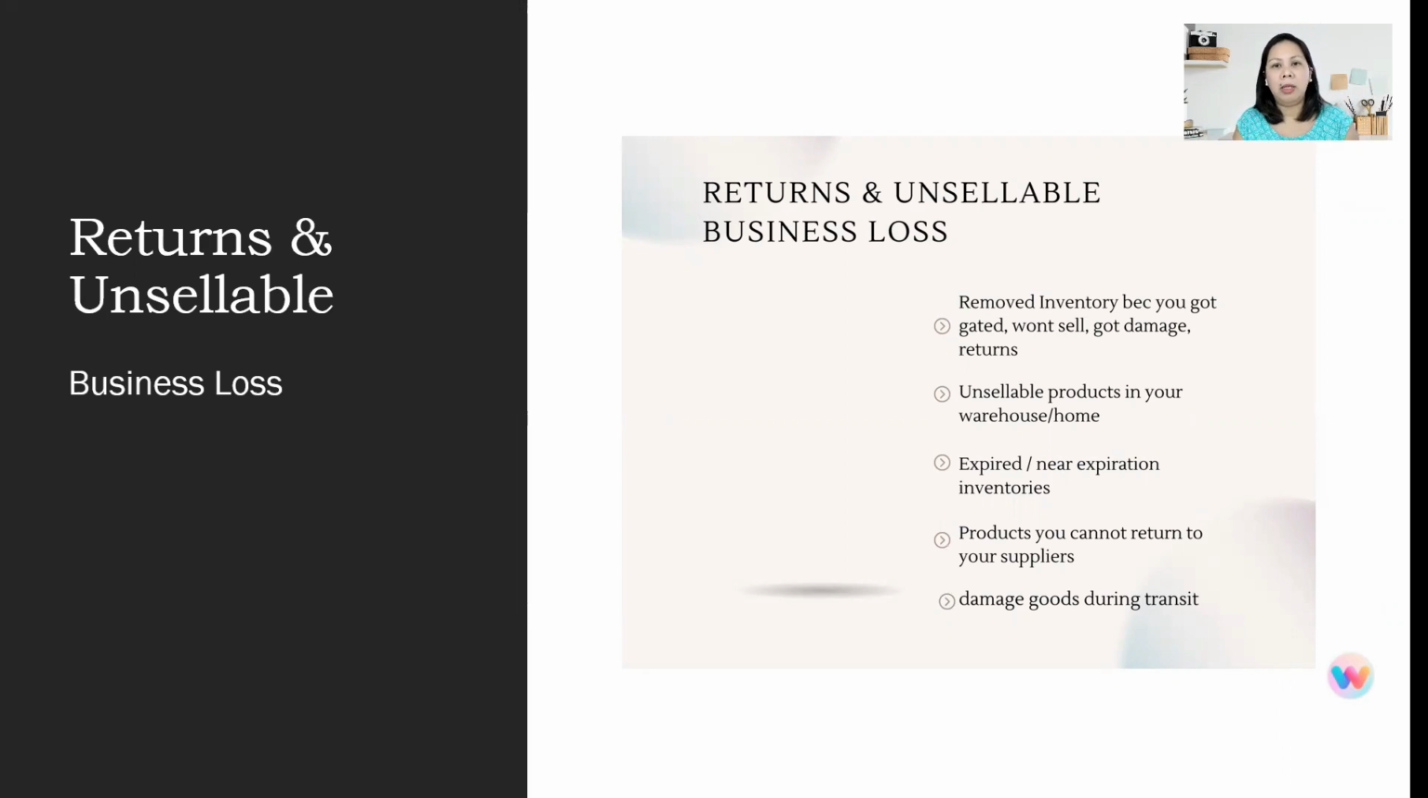Returns and unsellable are actually our business loss. So we also want to claim that to the government, because it's not our fault that we incurred these losses, right? What are the things that we can actually claim as business loss? Number one is removed inventory, for example, because you got gated suddenly, right? We have experience where we're selling and suddenly Amazon will say, oops, you cannot sell it anymore. I'm giving you a week to take out your product and you can't sell anymore.